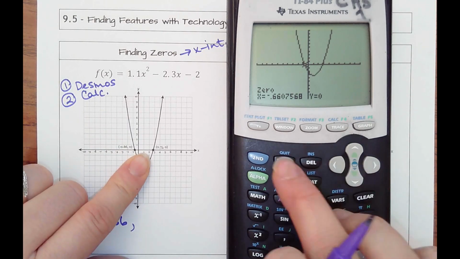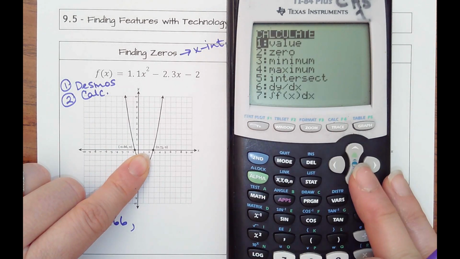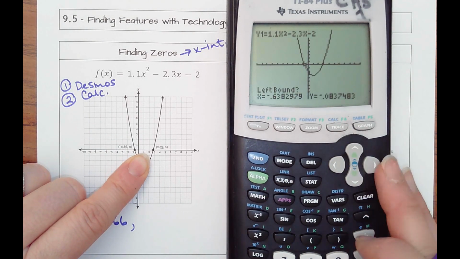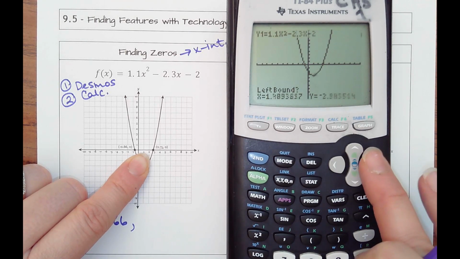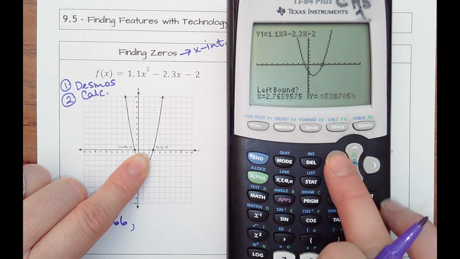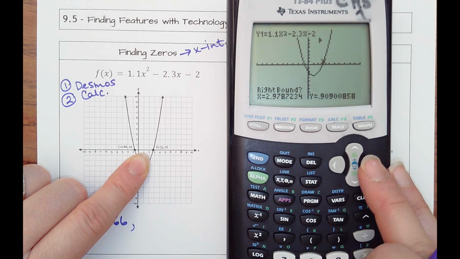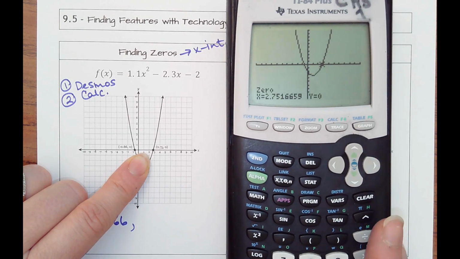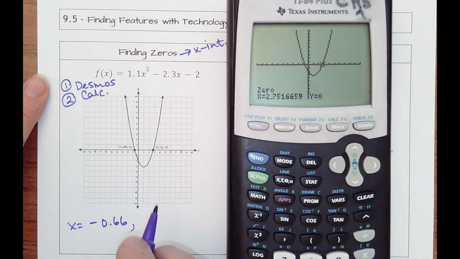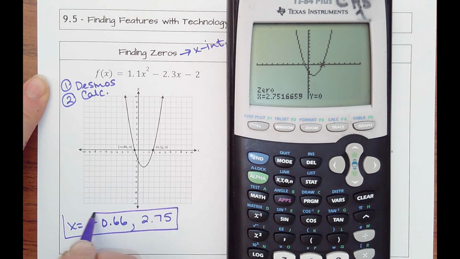And then the other one, I would have to go second, trace again to zero. Now I hover over to where I'm to the left of this point. Enter, to the right, enter. Enter one more time, and that tells me about 2.75. And you can see from our graph that we did it right.